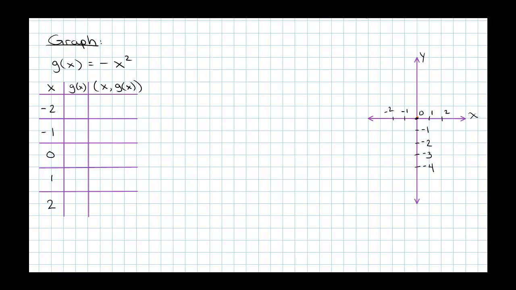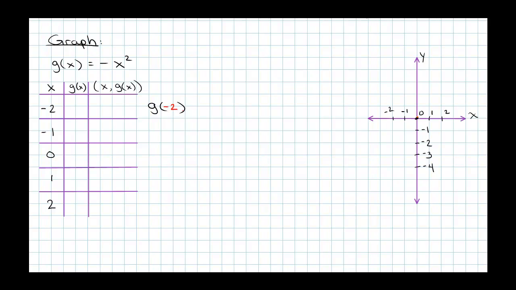Okay, we're going to be graphing g of x is equal to negative x squared, and you're going to notice a lot of similarities from our last graph, f of x is equal to x squared. First, we're going to start substituting our values for x. So our first value we're going to substitute here for x is going to be negative 2.